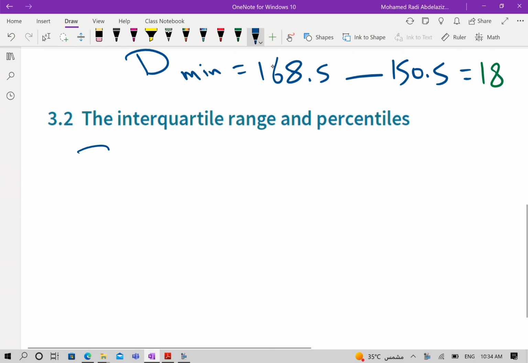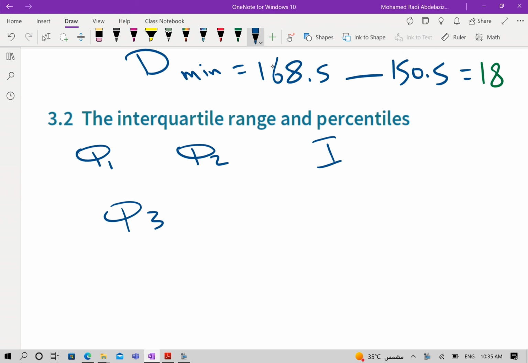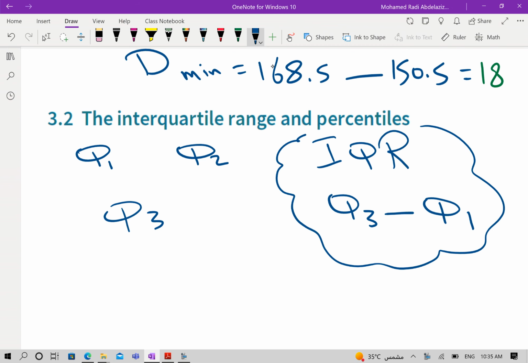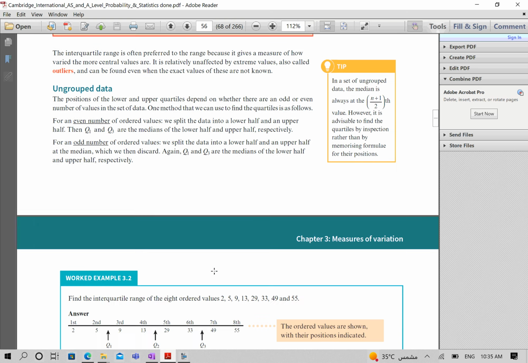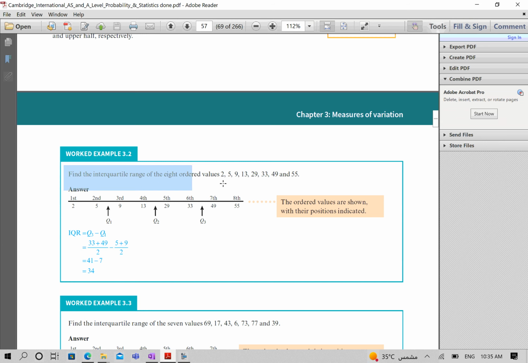How to calculate Q1, Q2, and Q3? The interquartile range is Q3 minus Q1. To get the interquartile range, you have to get Q1 and Q3, then subtract. What does Q2 represent? Q2 represents the median.